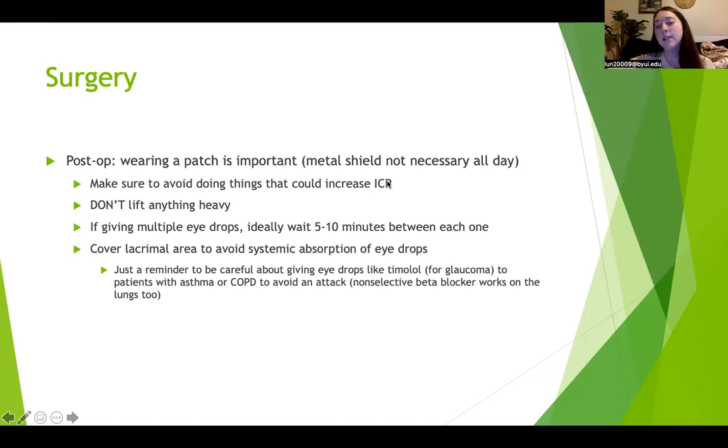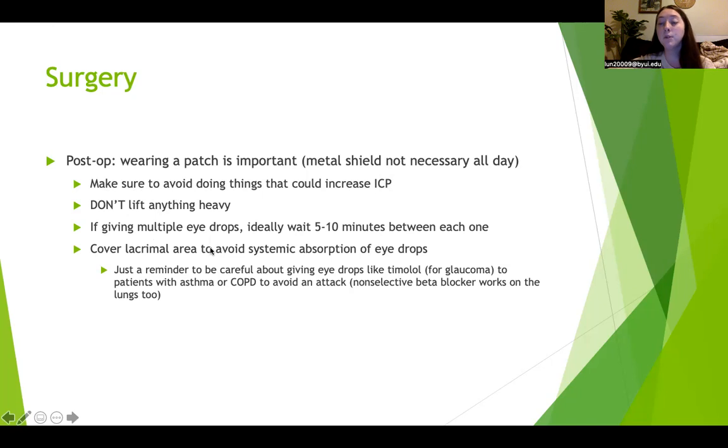You want to avoid doing things that can increase your intracranial pressure, like bending over at the waist or hanging upside down. I don't know why you would do that, but avoid anything that would increase your intracranial pressure, like exercising too much or lifting things that are heavy. So don't lift anything that's heavy.